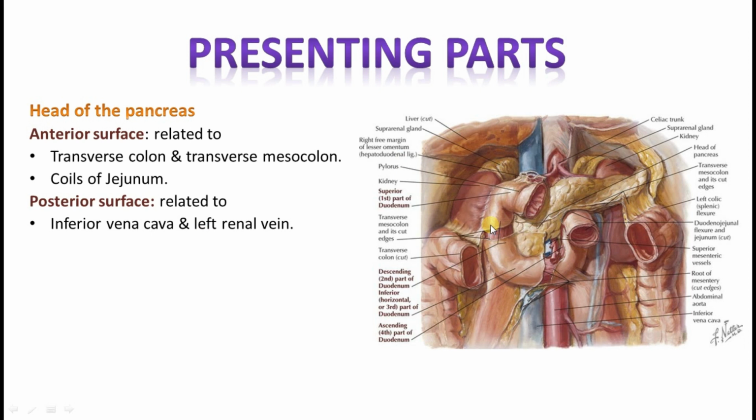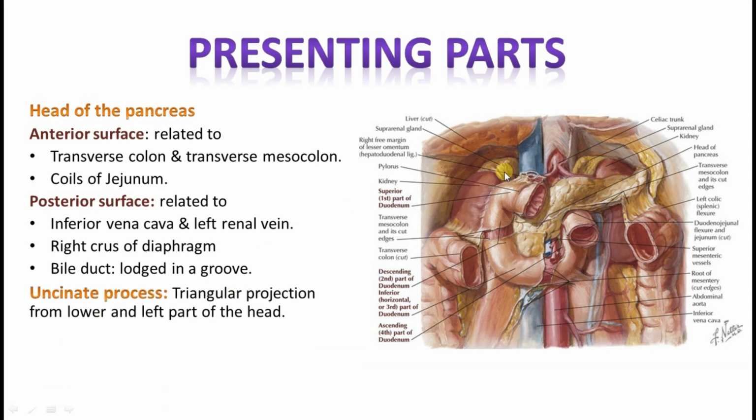Even the left renal vein is possible, because the left also starts from the left of the midline. Then the crus of the diaphragm: here you can see the diaphragm as the right crus and left crus. Then the bile duct lodged in a groove, which I showed in the last picture. So these are the relations. Mainly you come across the right crus of the diaphragm, bile duct and inferior vena cava. Of course, you can also write the right psoas major muscle.